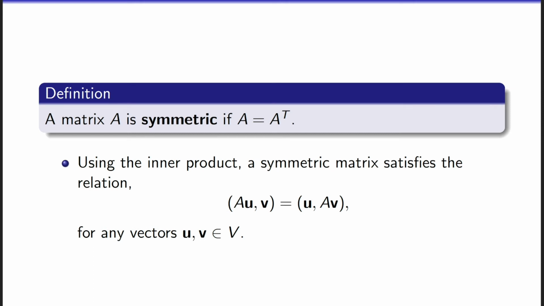A matrix is called symmetric if it is equal to its transpose. Using our inner product definition of transpose, this means that a matrix is symmetric if it satisfies this equation for all vectors u and v. Here we have simply replaced A transpose with A, since A and A transpose are the same thing.